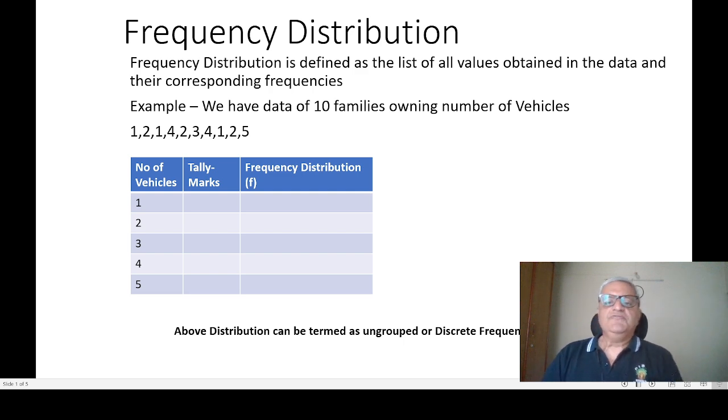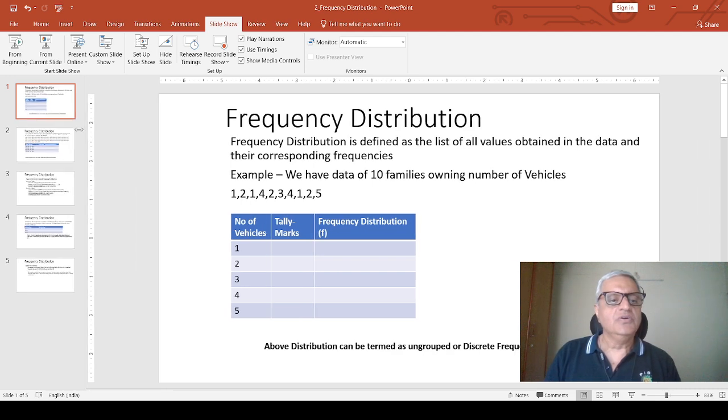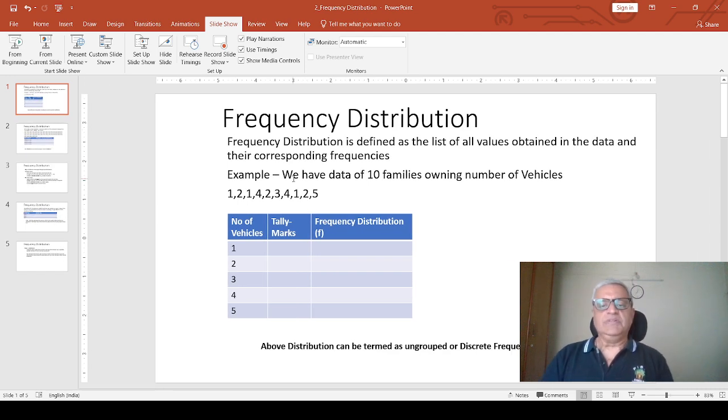Frequency distribution is defined as the list of all values obtained in the data and their corresponding frequencies. To understand it in detail, let us go through an example. We have example data for 10 families owning a number of vehicles. So basically this is the data. There are 10 families.